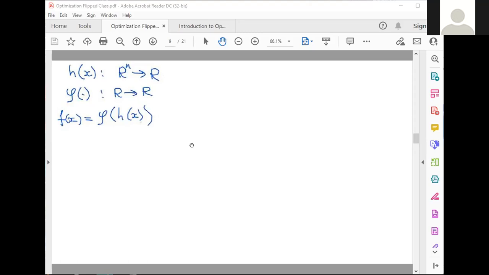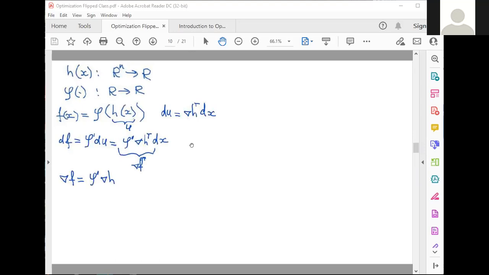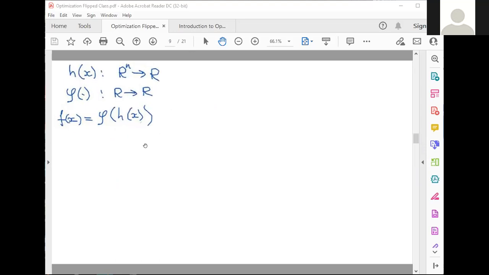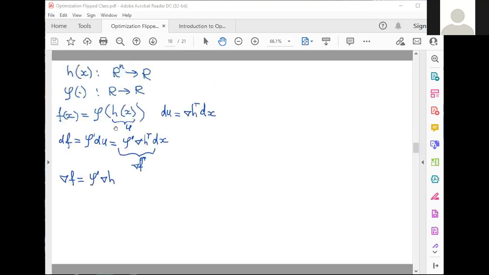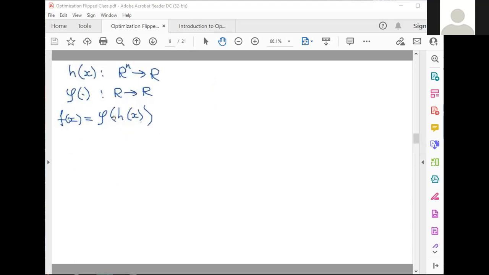Again, you should derive the differential of f first. The differential of h, I will say in words, is the gradient with respect to x multiplied by dx. And the differential of a scalar function is the differential of its argument multiplied by its derivative. Because phi is a scalar function, it's convenient to write phi prime instead of nabla phi.